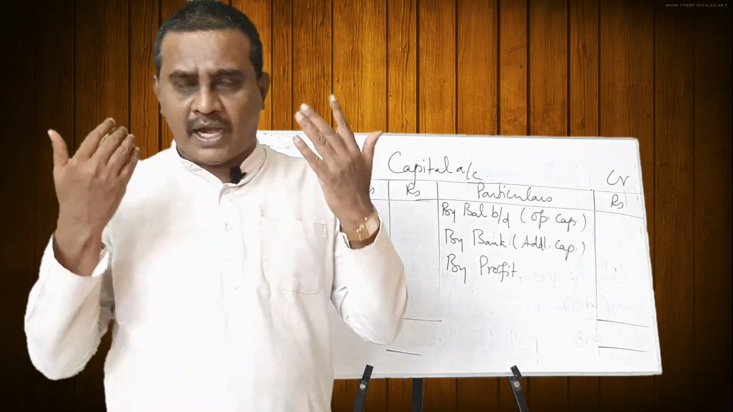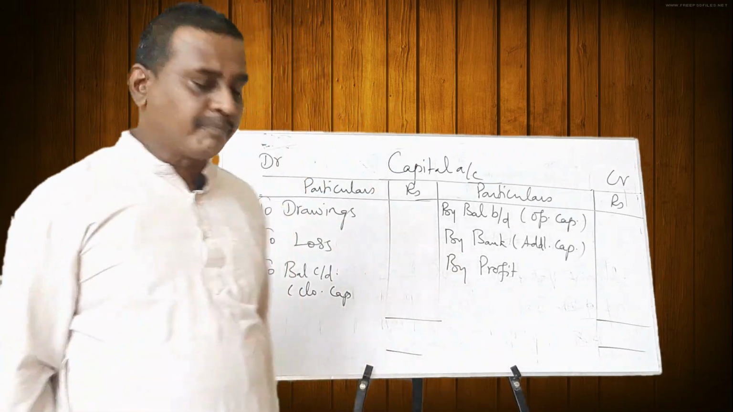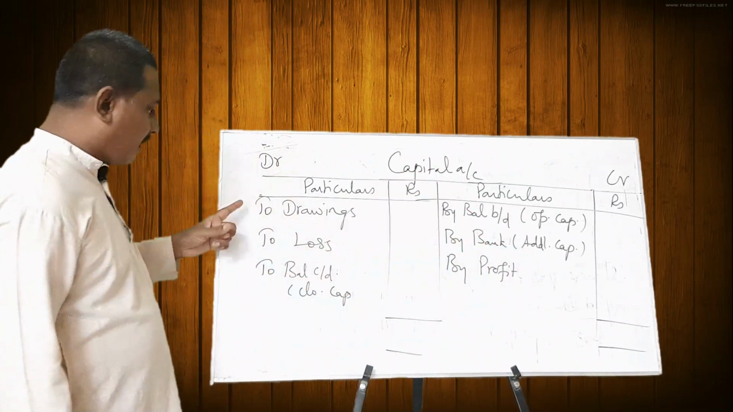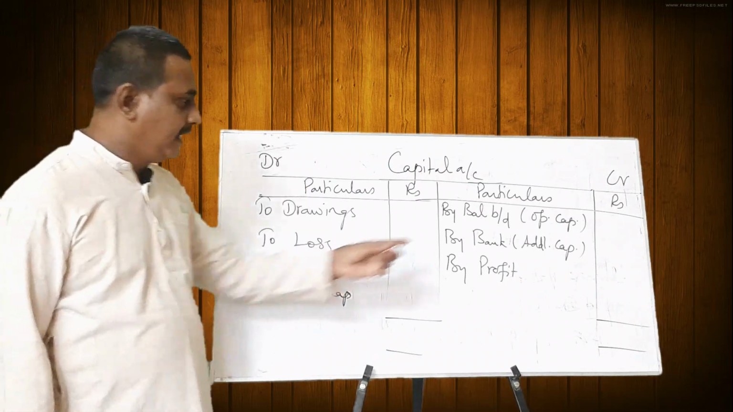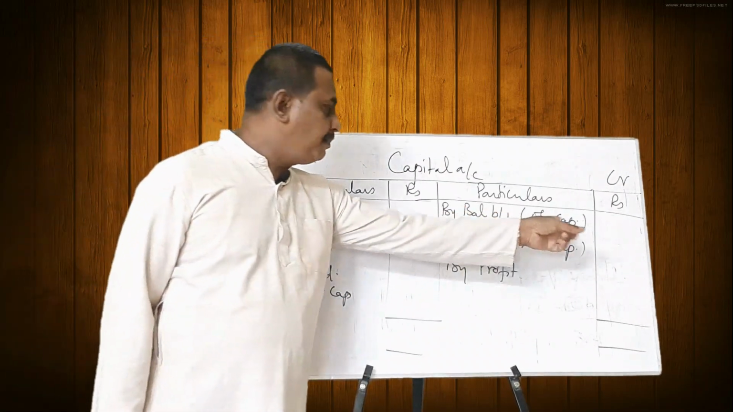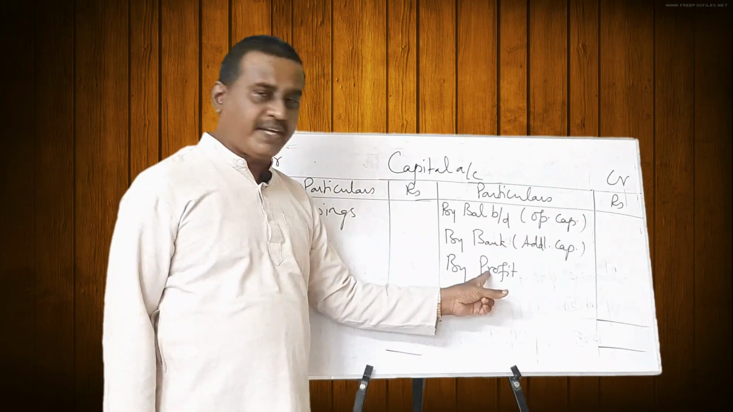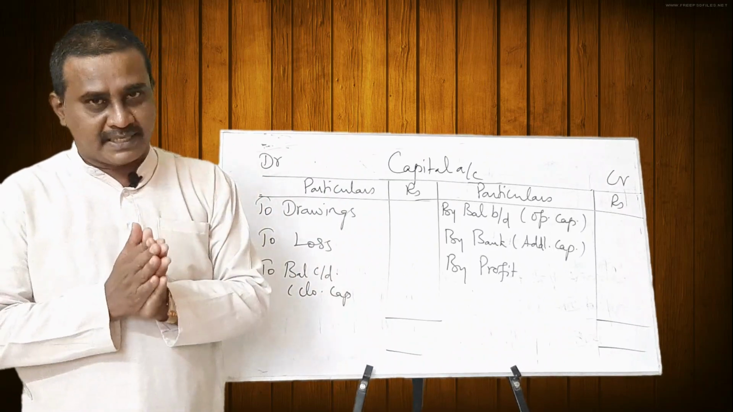Whether you are able to understand it or not, just memorize it. Keep it in memory. Only 6 items are there. Drawings, loss, balance carried down, closing capital. By balance brought down, opening capital. By bank, additional capital. By profit. That's all. Only 6 items are there and you can easily remember this.